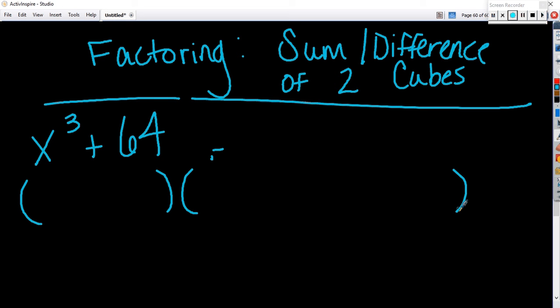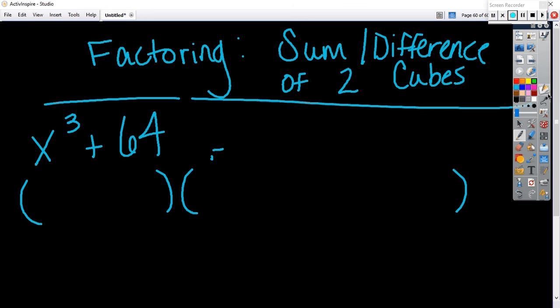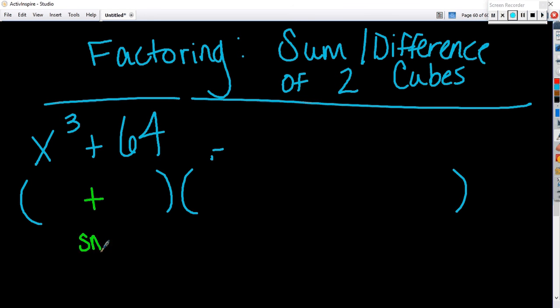This is no longer a quadratic. This is now moved up to a polynomial, so it factors a little differently, okay? Where are you getting the other numbers? I'm fixing to show you how to do it. Fill in your signs first, okay? Your signs are going to go same, same, change.